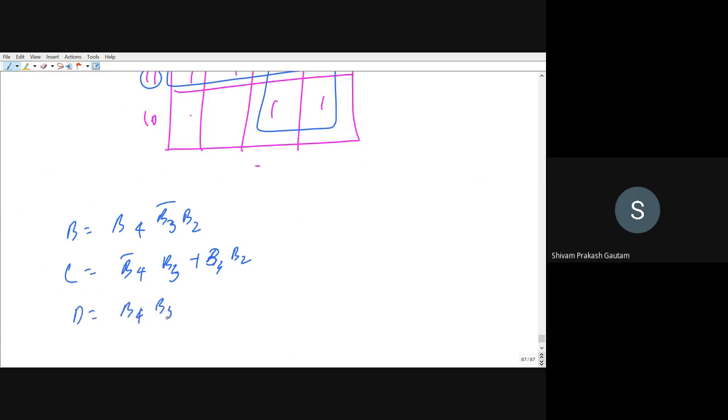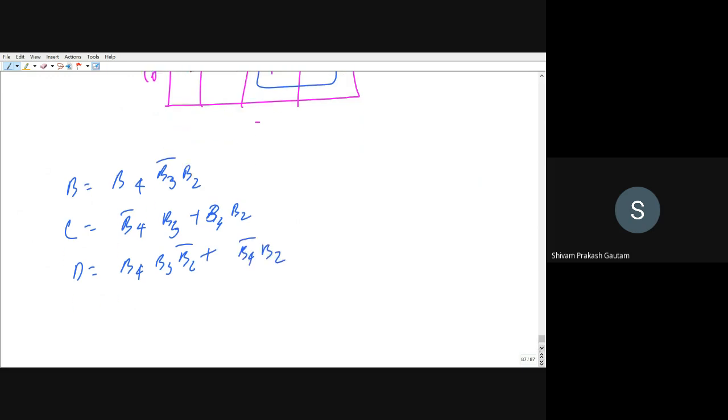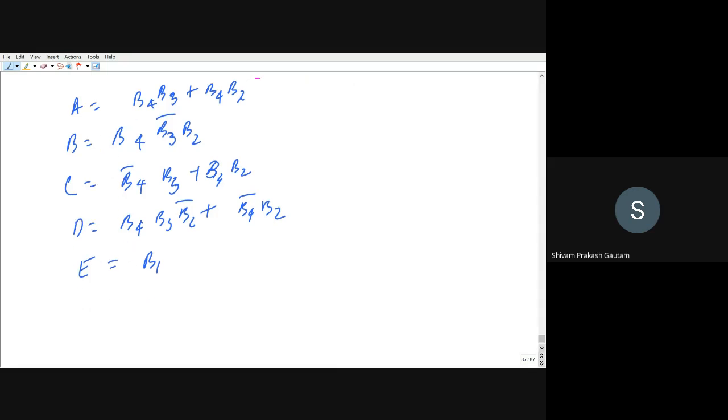B4 B3 B2 bar plus B4 bar B2. While you see the recording, you can solve this. You can pause it here, and you can solve for different outputs. Right? E will be B1. E is B1 that we have already seen, and A was given as B4 B3 plus B4 B2. Right? This is ABC related to ABCDE, and now this is all in SOP form, right?